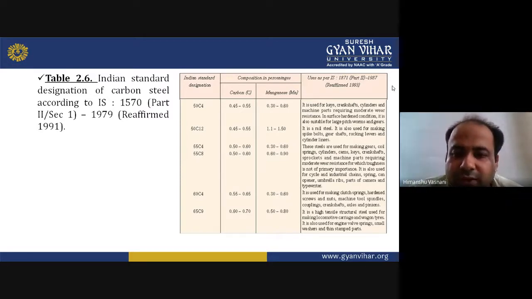So the various steels have various applications. Like 65C9 is also used for engine valve springs, washers, thin stem parts. So the applications are increasing.